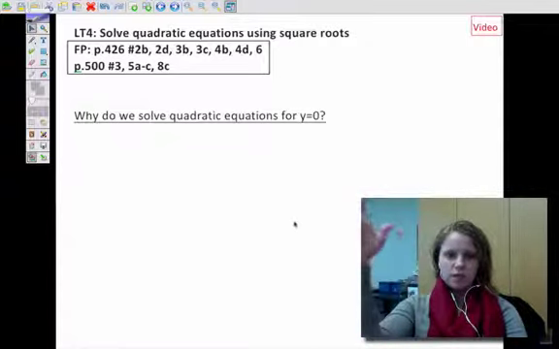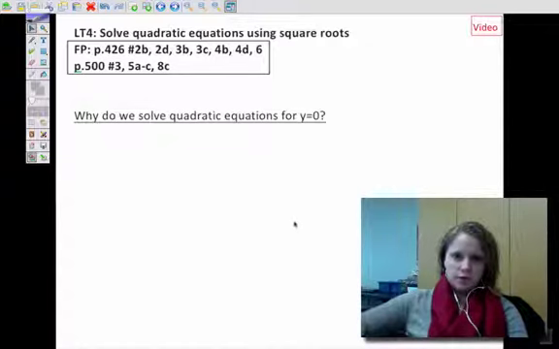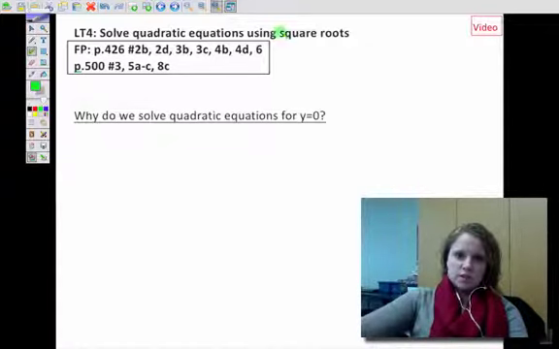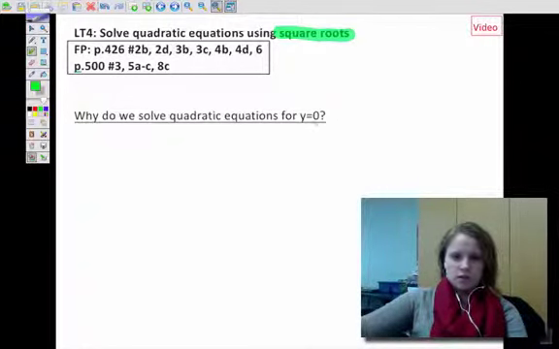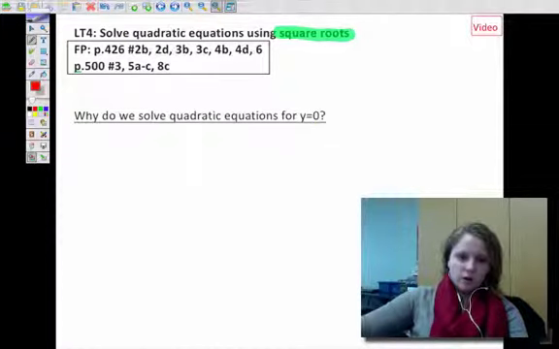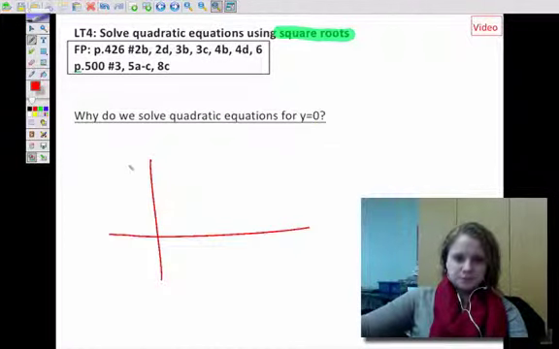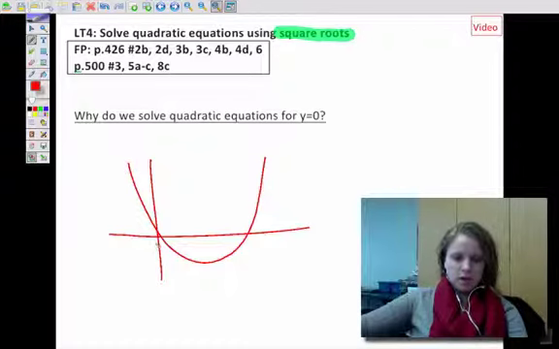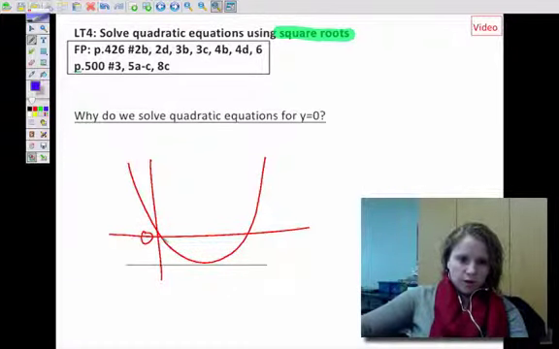So we're going to get into solving quadratic equations. The first thing we're going to do today is solving using just square roots. So a question that we might want to answer is, why do we solve equations for y equals 0? Well, we've already talked about a parabola looks like this. So when y is 0, this would be where we're solving. We're solving for these 2 points. And in our last video and in class we've talked about those are called the roots.